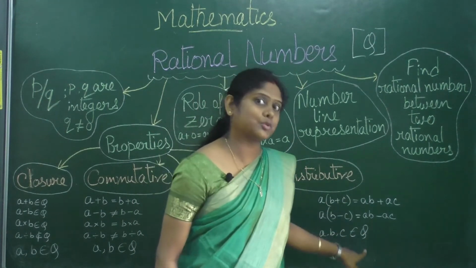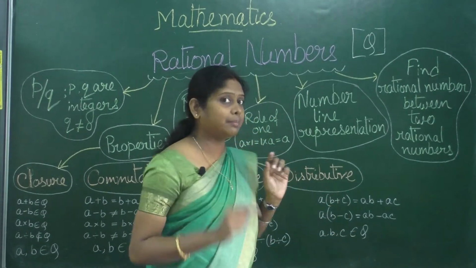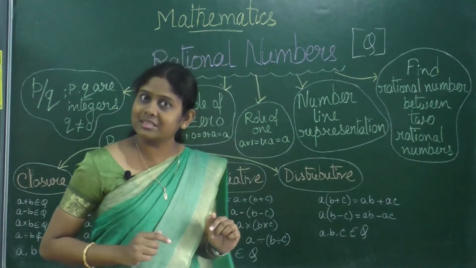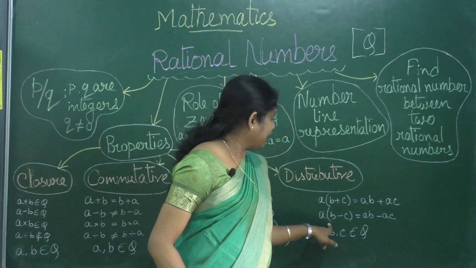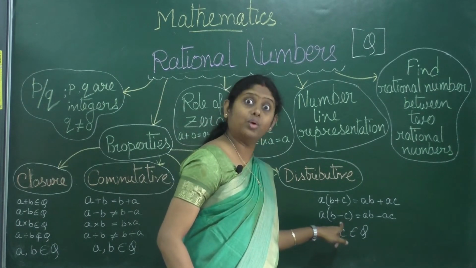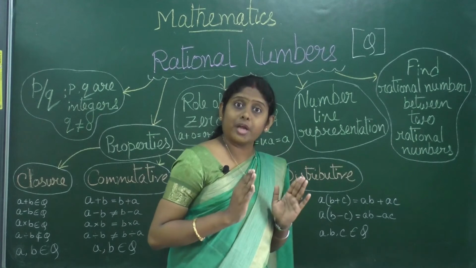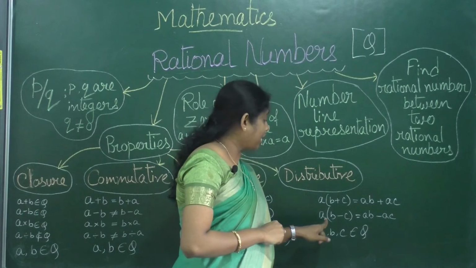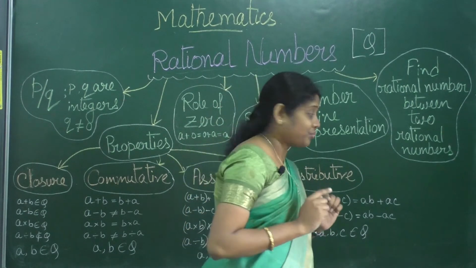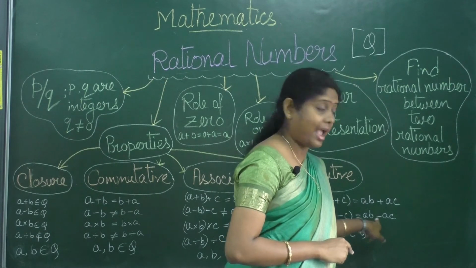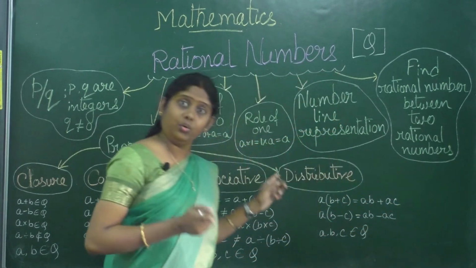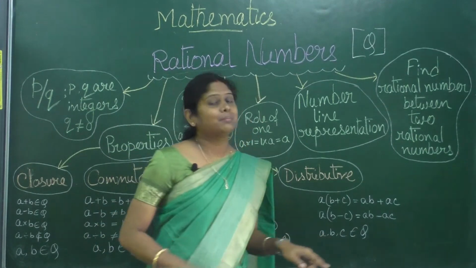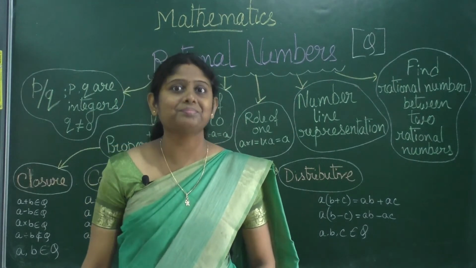Multiplication over subtraction means we will replace the plus sign by a minus sign here. Then what is the statement? A into (B minus C). Here, what we are doing? First we are subtracting B and C, then multiplying by A. The answer will remain the same if we multiply AB and AC first, then we subtract. Okay? So for the examples, please look at the PPT.